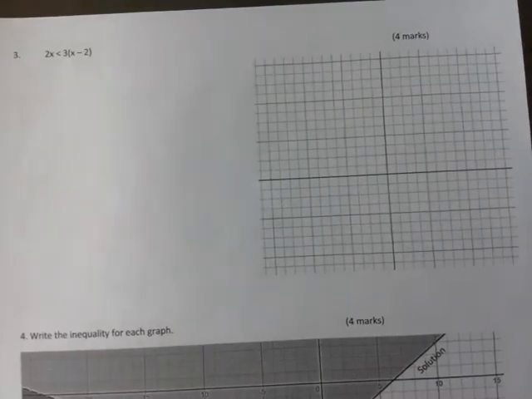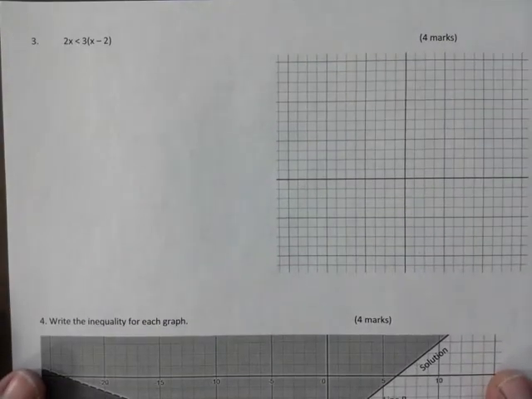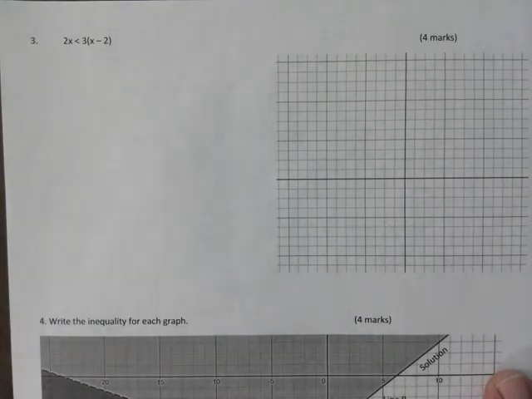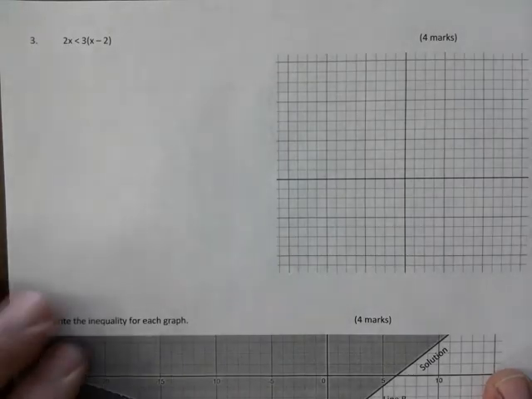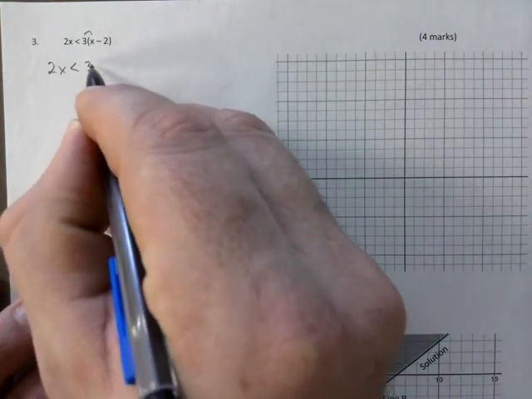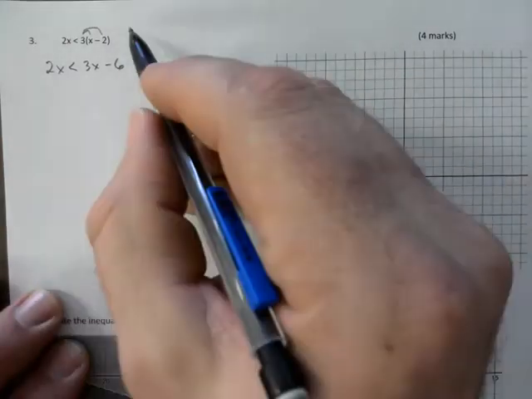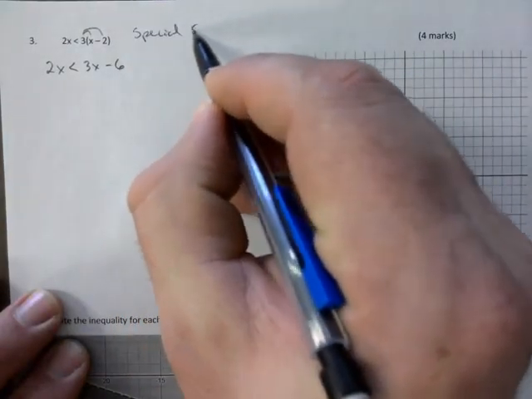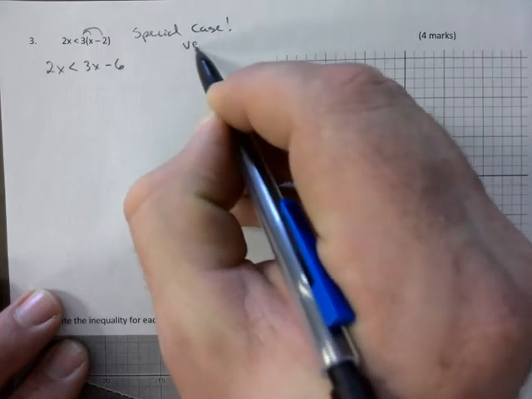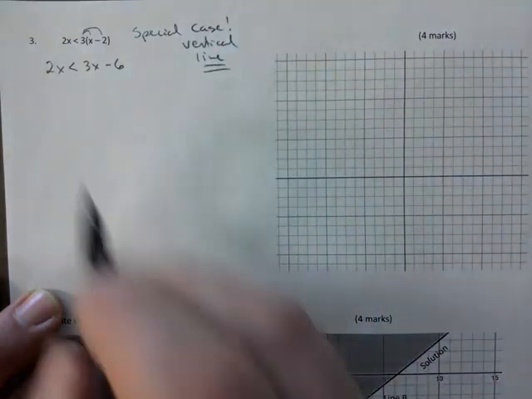Okay, the back side. How many of you were scratching your heads on this one? Do you see any y variables in there? I don't see any. Special case, vertical line. You just need to do some cleaning, right? So 2x is less than 3 times x is 3x. 3 times negative 2 is negative 6, correct? Special case. Vertical, right? Vertical line. There's no y there.